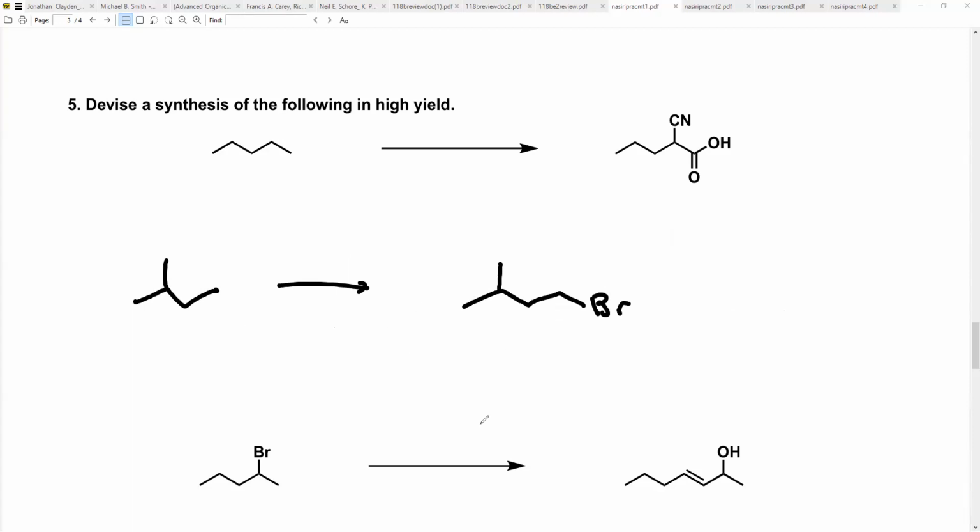Hopefully you did. If I try to do Br2 hv here, it might have been some of you like, oh, I can cheese this. This is not going to work, right? Remember, bromine loves going to tertiary positions. So we can start with this, but for sure not going to work in one step. But I can brominate here.